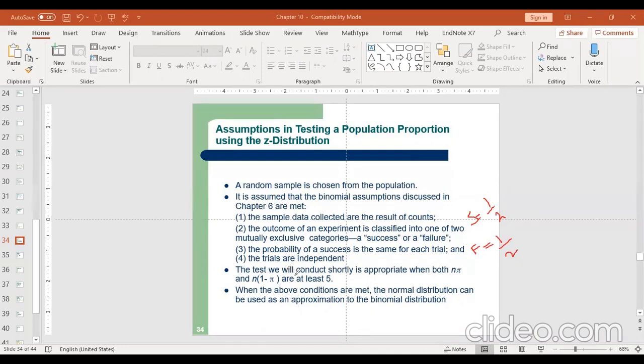The test we will conduct shortly is appropriate when n times the sample proportion, population proportion, and n times 1 minus the population proportion are at least 5. So this is the formula for the mean of the proportion, and this is the variance of the proportion. These two estimates must be greater than 5. When the above conditions are met, the normal distribution can be used as an approximation to the binomial distribution. So if this condition is met, we can use the normal distribution rather than the binomial distribution.